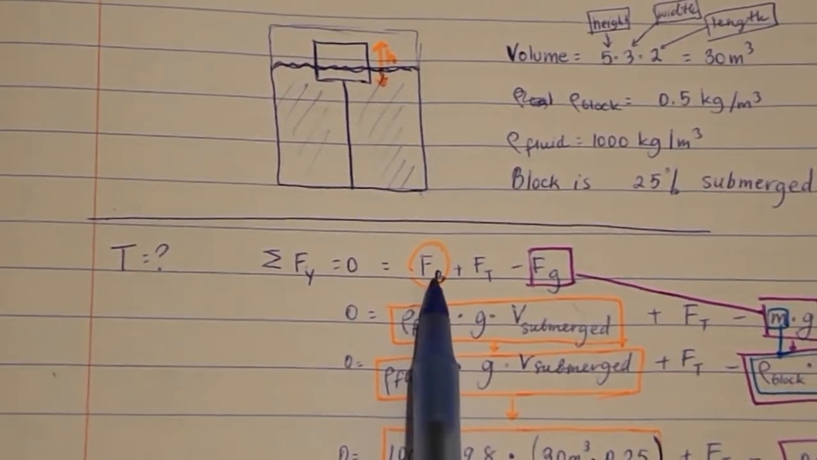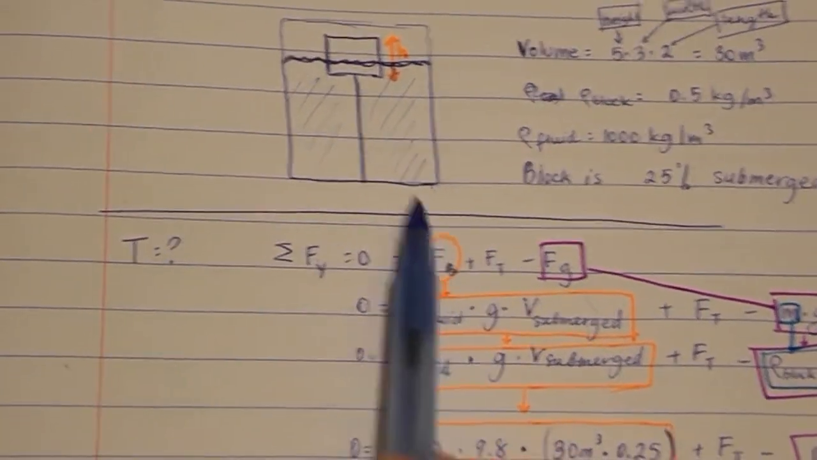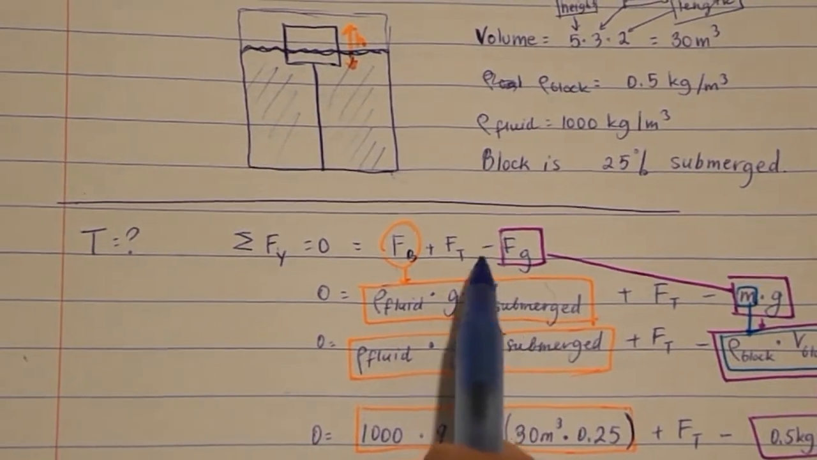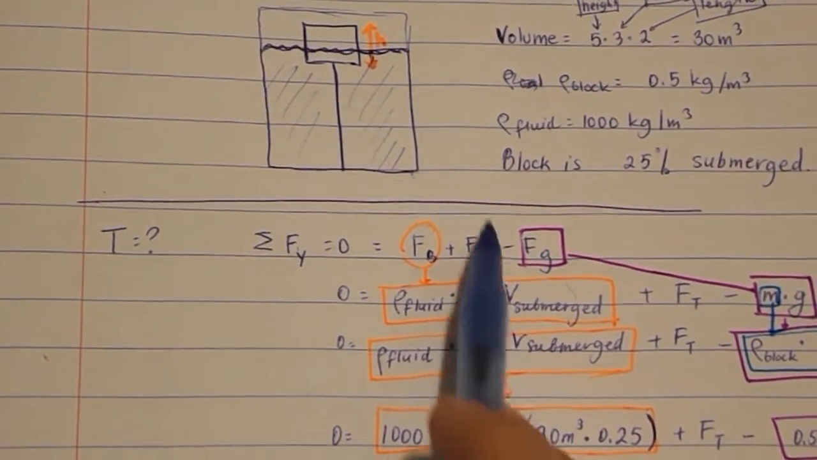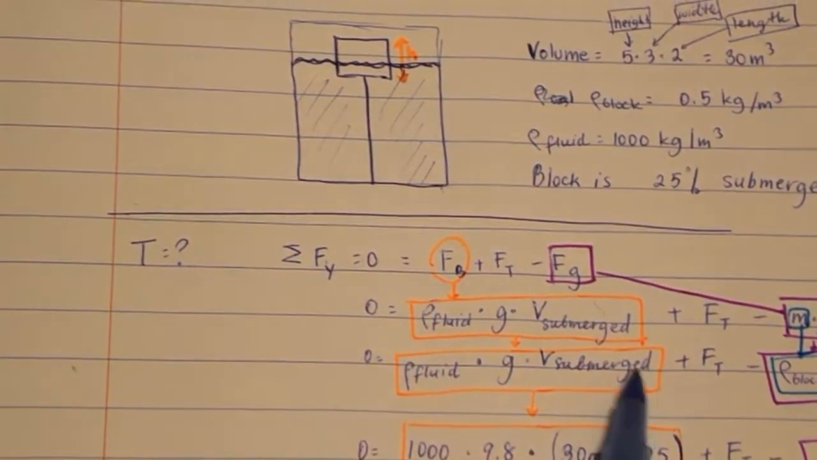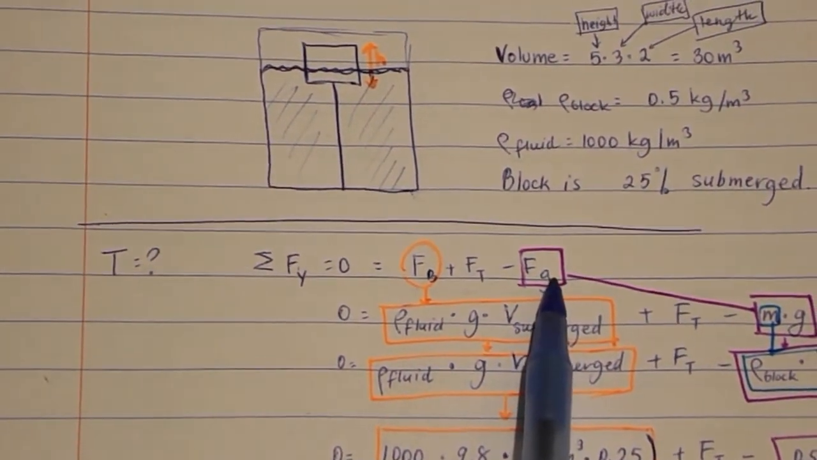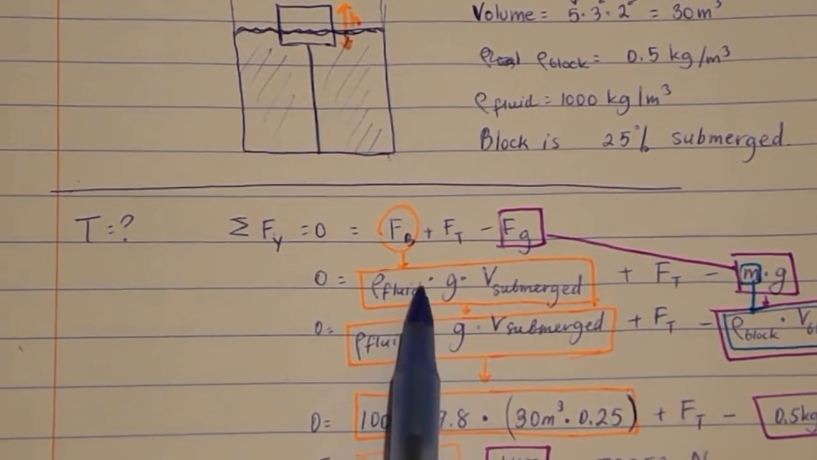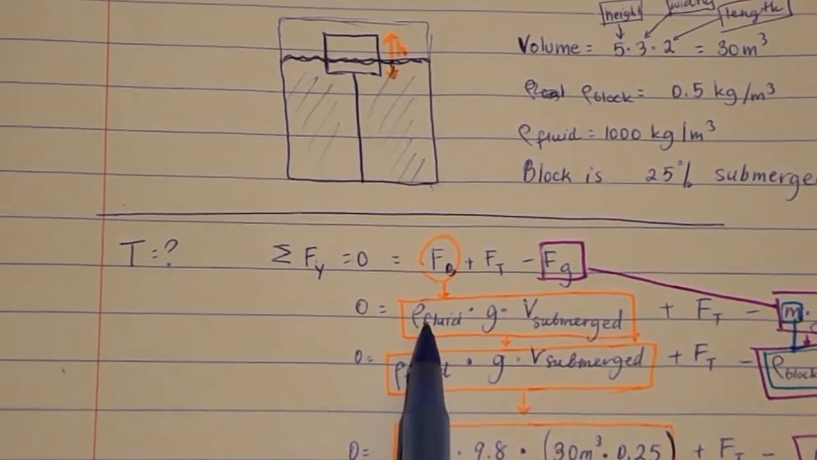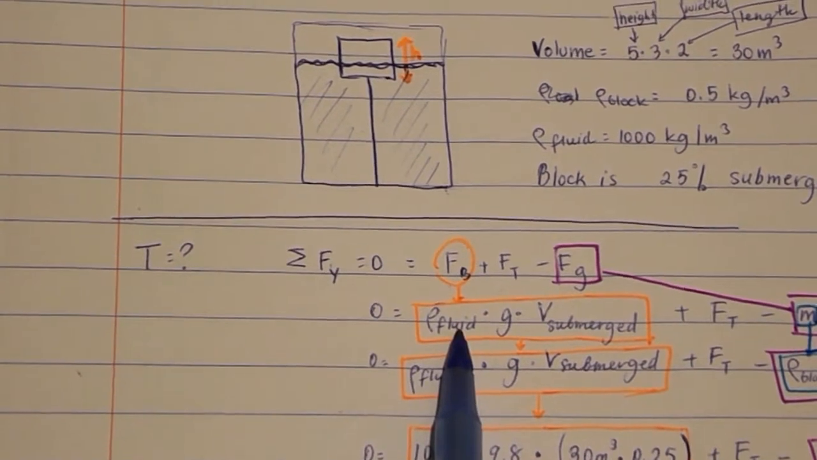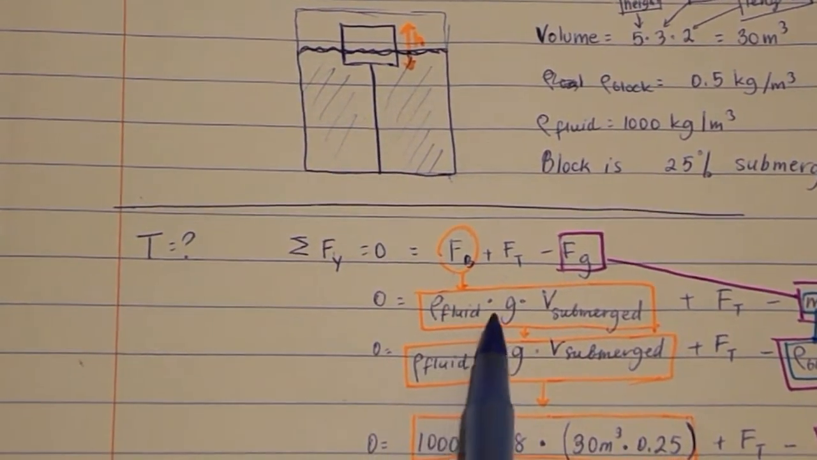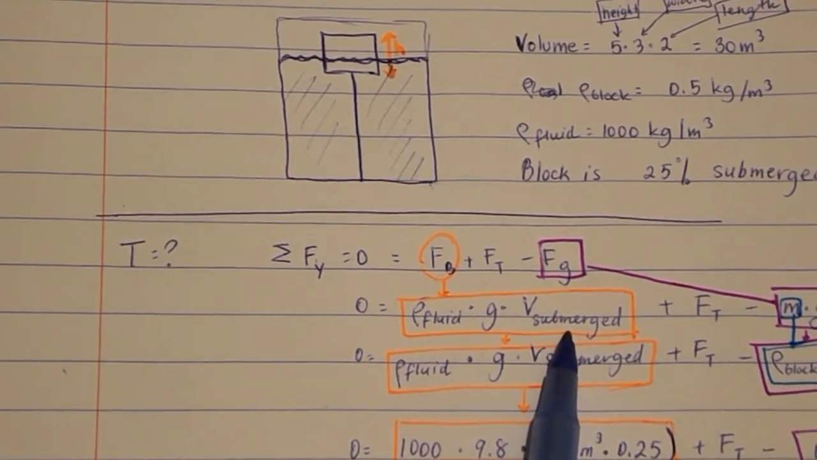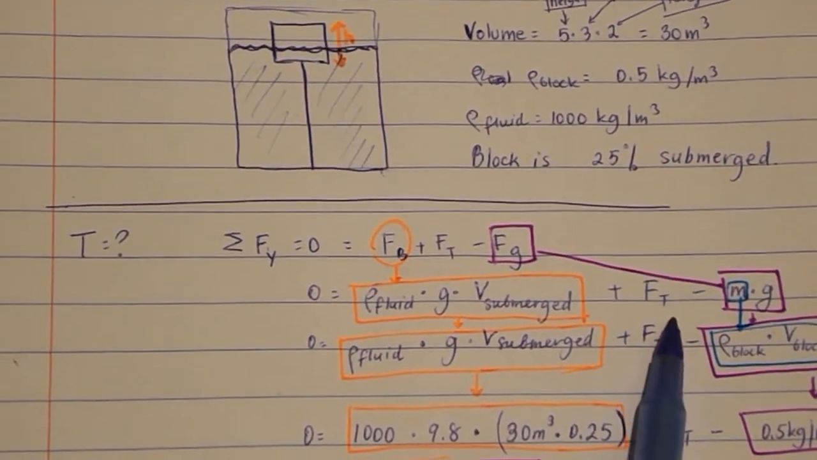One is the buoyancy force. That is the force that is pushing this block up. There's the tension force, that's what we need to find. And then there is the force of gravity. So buoyancy force is equal to the density of the fluid, not the density of the block, it's the density of the fluid times gravity times the volume submerged, plus the force of tension.